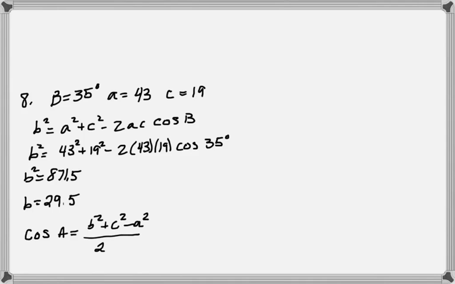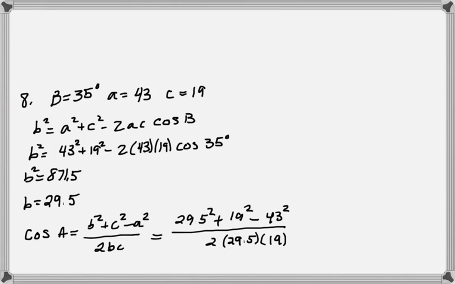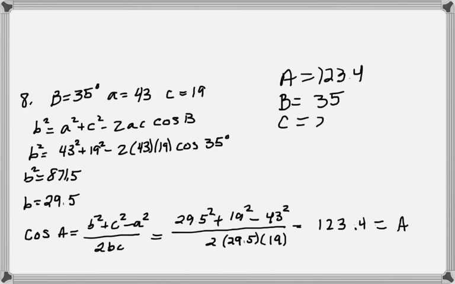If you stick with this formula for the angles, you'll never have that problem. It's just as easy. Once I find this side length, I can use this formula to find out any of the angles because I have all 3 sides. So if you work this out, you get 29.5 squared plus 19 squared minus 43 squared over 2 times 29.5 times 19. Turns out that A ends up being 123.4 degrees.